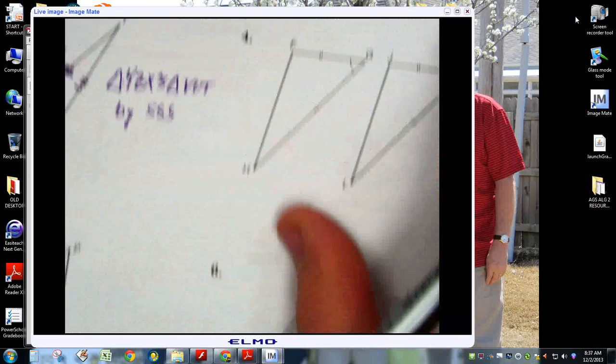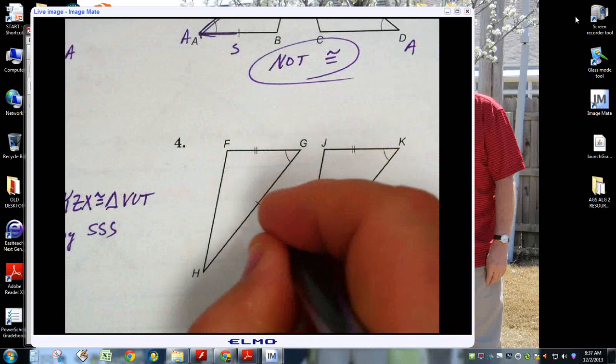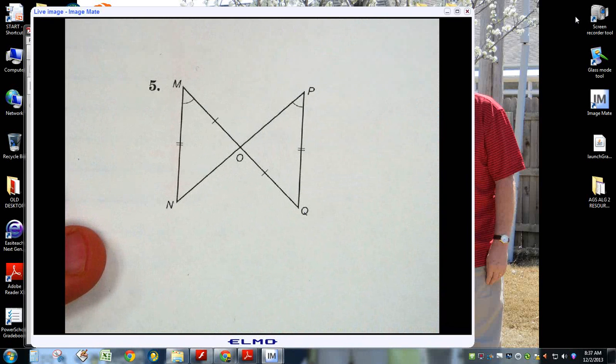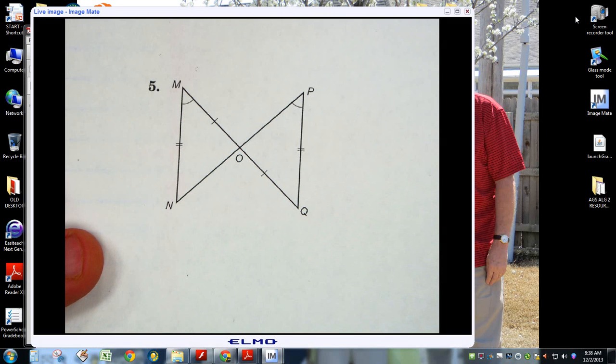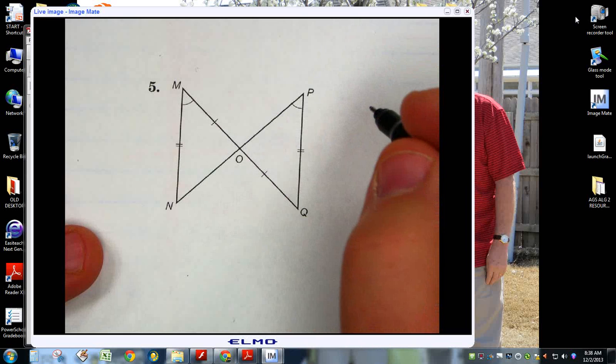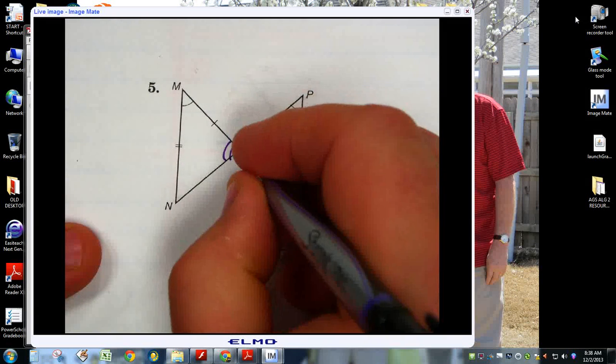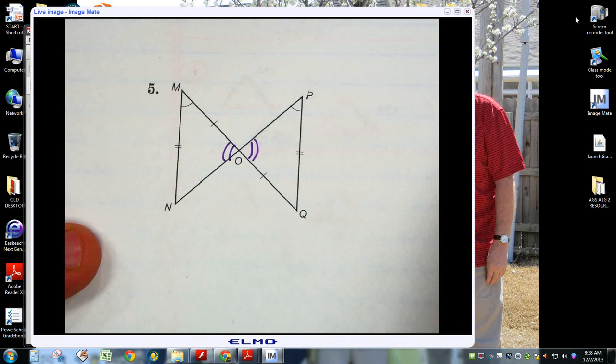Number 4, real quick. Is this side angle side? Yeah. Number 5. As it looks right now, is this side angle side? No. However, are the 2 triangles congruent? Yes. Can anybody tell me why? Because it has a vertical. These vertical angles right here, this one is congruent to what? Is that not true? I just thought they looked the same. Only 2 on that one.